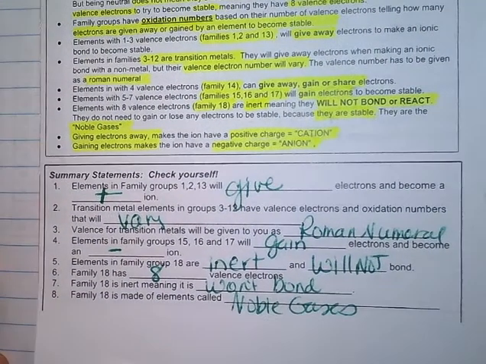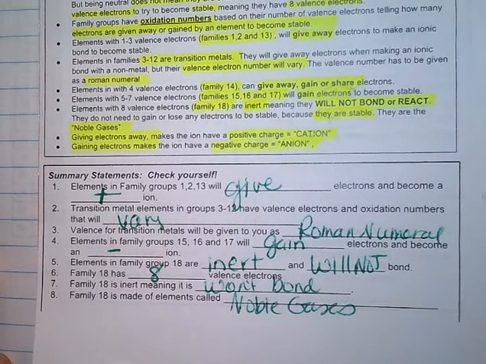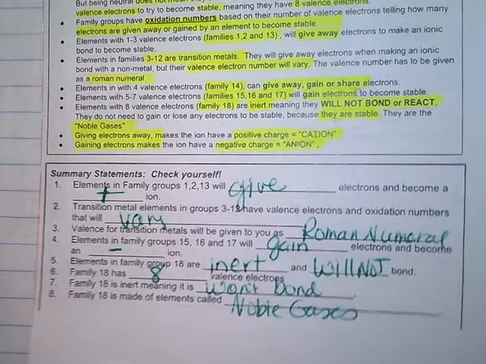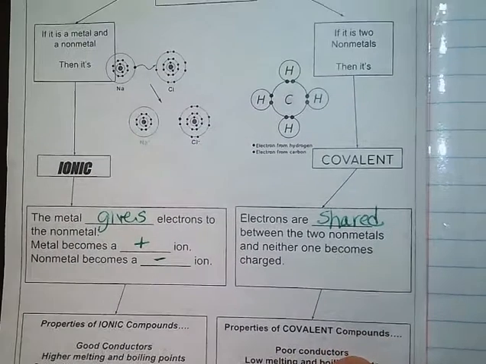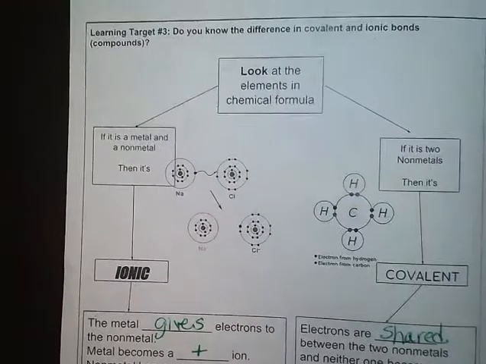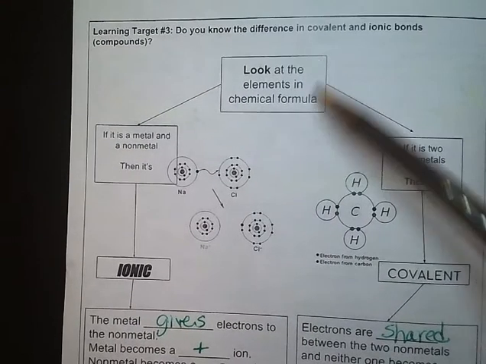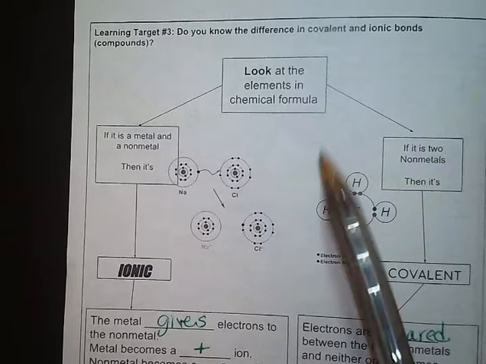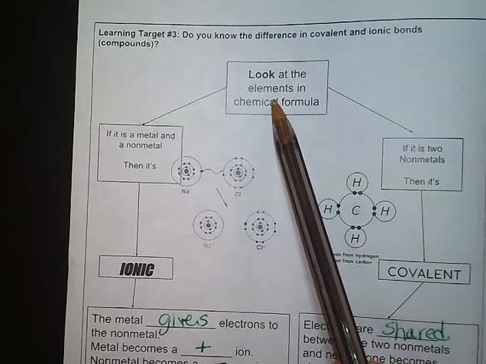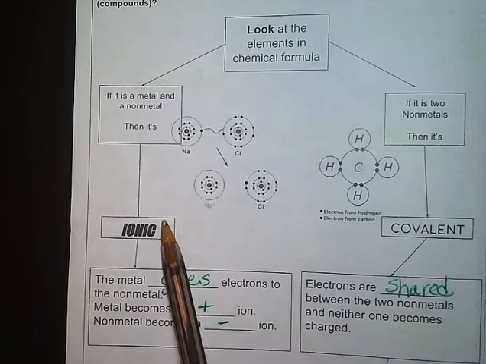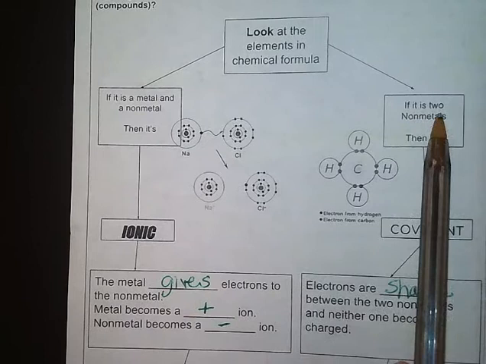This is a summary, and all this information can be found in your bulleted list. So you may want to pause and make sure you get those correct. On the back side of this is a graphic organizer about ionic and covalent. So learning target 3, do you know the difference in covalent and ionic bonds? So the very first thing that you do, if you have a chemical formula, you look at the elements in the formula. If your elements are a metal and a nonmetal, then it's ionic. If there are two nonmetals, then it's covalent.